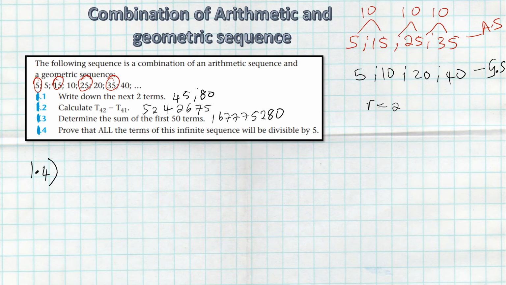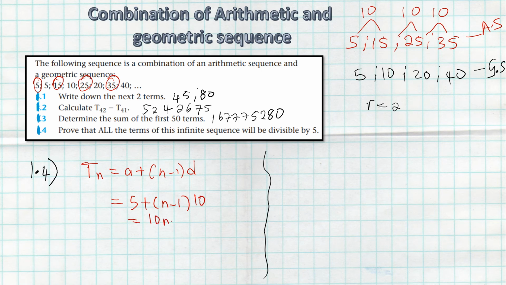So because we have two sequences, we're just gonna show them the Tn for arithmetic, and we show them: can we take out a common factor of 5 and can all the terms be multiplied by 5? Once we show them like that, then we've proven this, right? So just gonna use a red pen for the one for arithmetic. It's Tn equals a plus (n minus 1)d, and our a is 5, n minus 1, our d is 10. This will be 10n minus 10 plus 5, then this will be 10n minus 5, right?